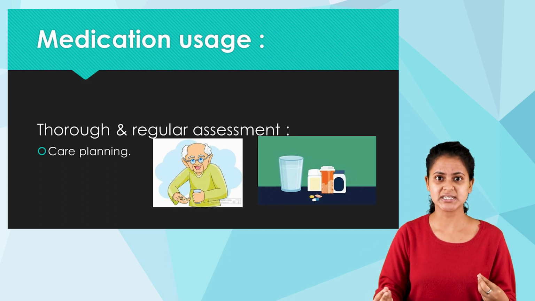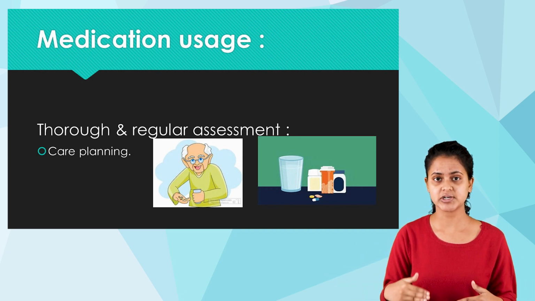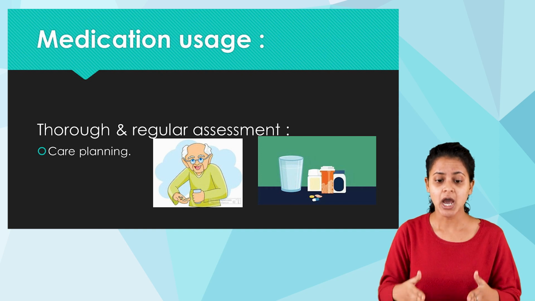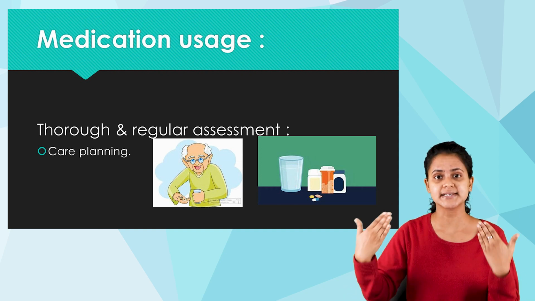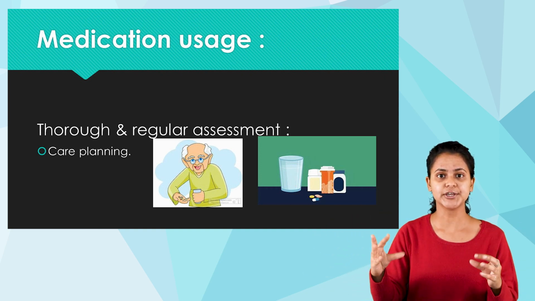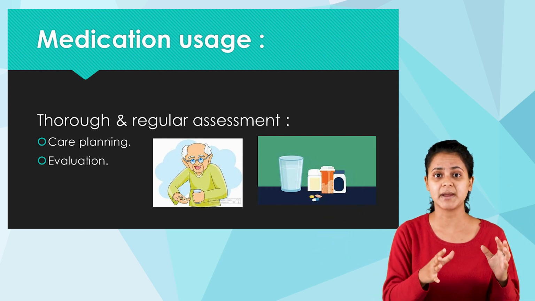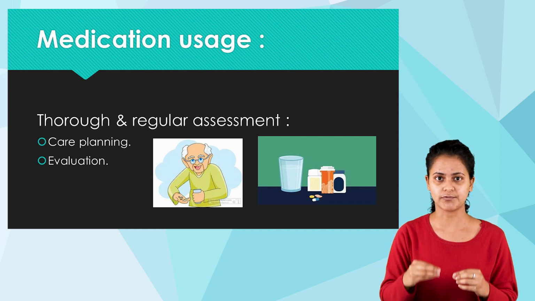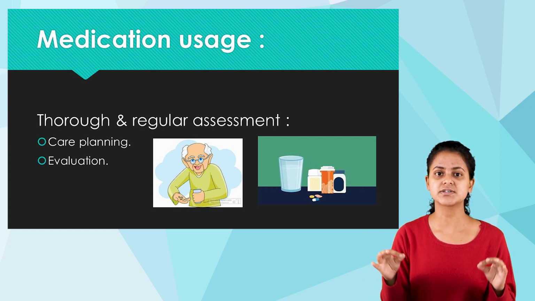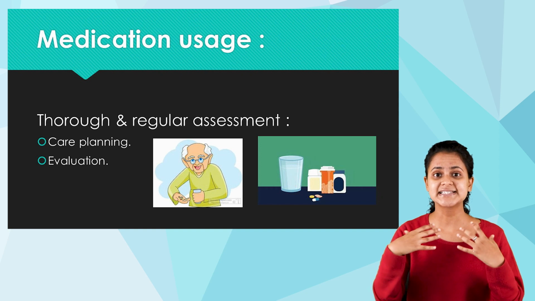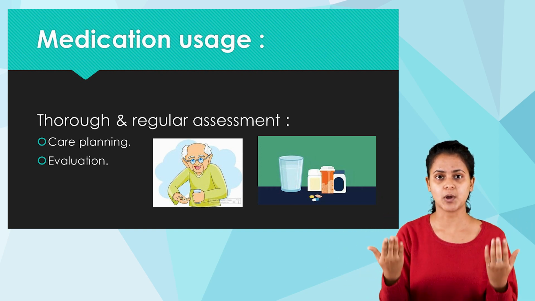Medication use is very common in the geriatric population. That's the reason here a thorough and regular assessment should be done, care planning should be provided, and an evaluation should be done when the person is on a particular medication to identify the need for it. So that's how our nurses would be providing a safer environment to the geriatric population.